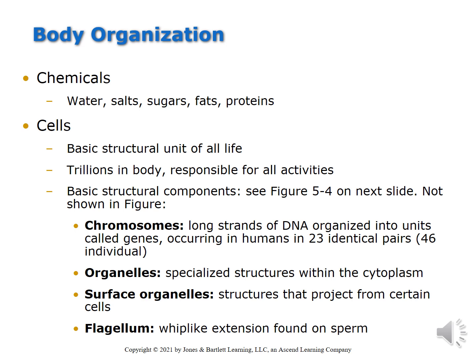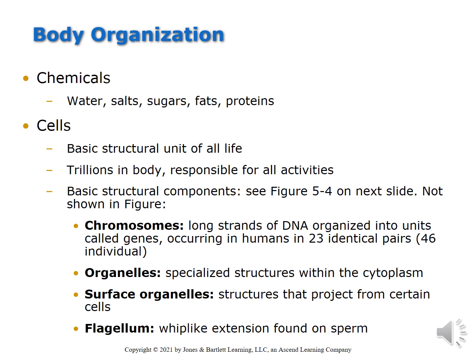As we know, different cells in the body have different structures and different functions, different anatomies and different physiologies. But some of the structural components of the cell include your chromosomes, which are long strands of DNA, deoxyribonucleic acid, organized into units called genes. Most living organisms are defined by the number of different chromosomes they have. Humans have 23 identical pairs, 46 altogether. Either one more or one less usually results in what's called a genetic mutation.